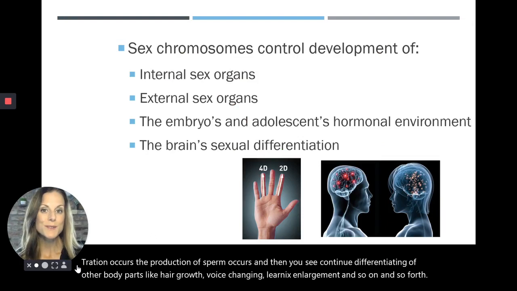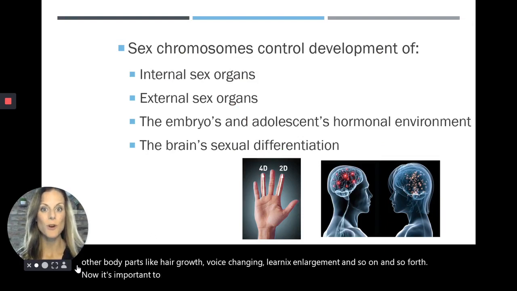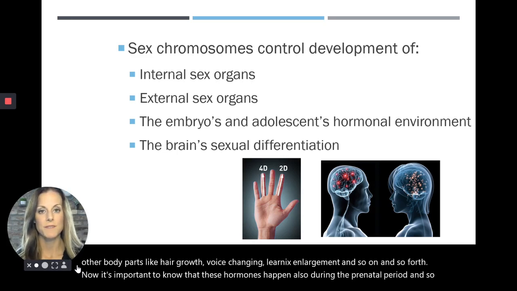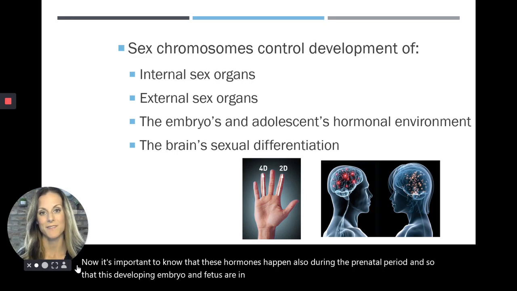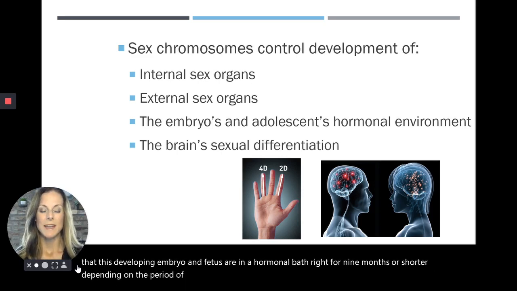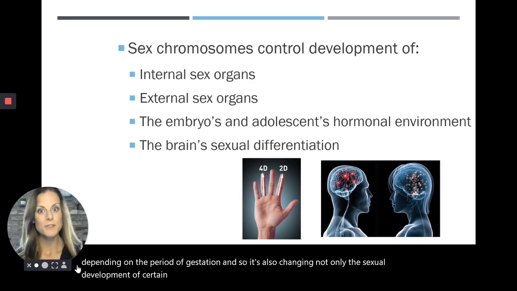Now, it's important to know that these hormones happen also during the prenatal period, and so this developing embryo and fetus are in a hormonal bath for 9 months or shorter, depending on the period of gestation. And so it's also changing not only the sexual development of certain tissue areas, but also the brain.